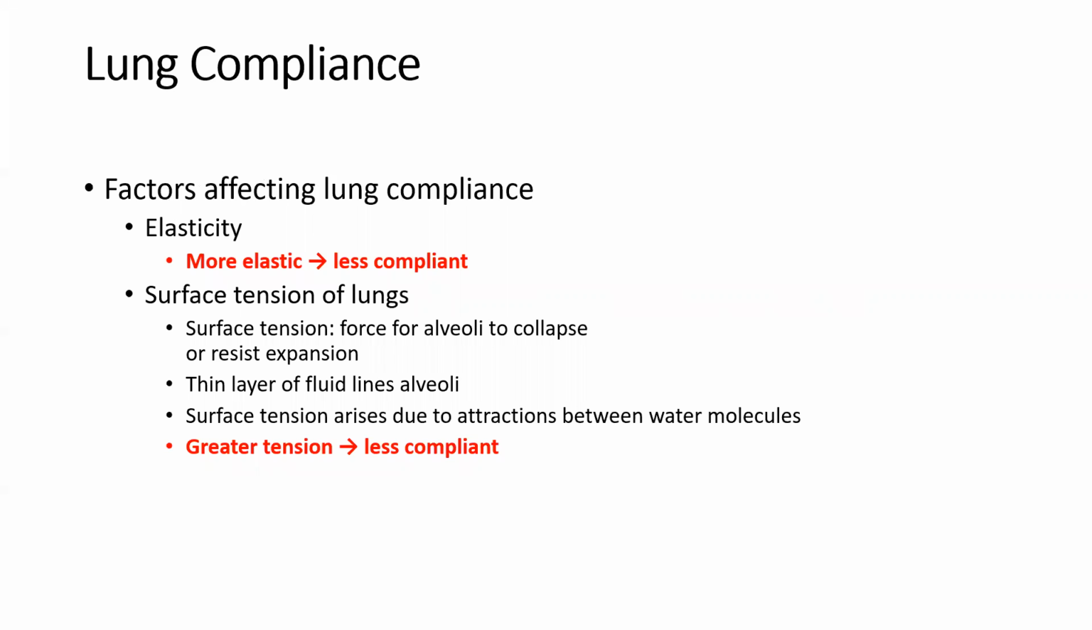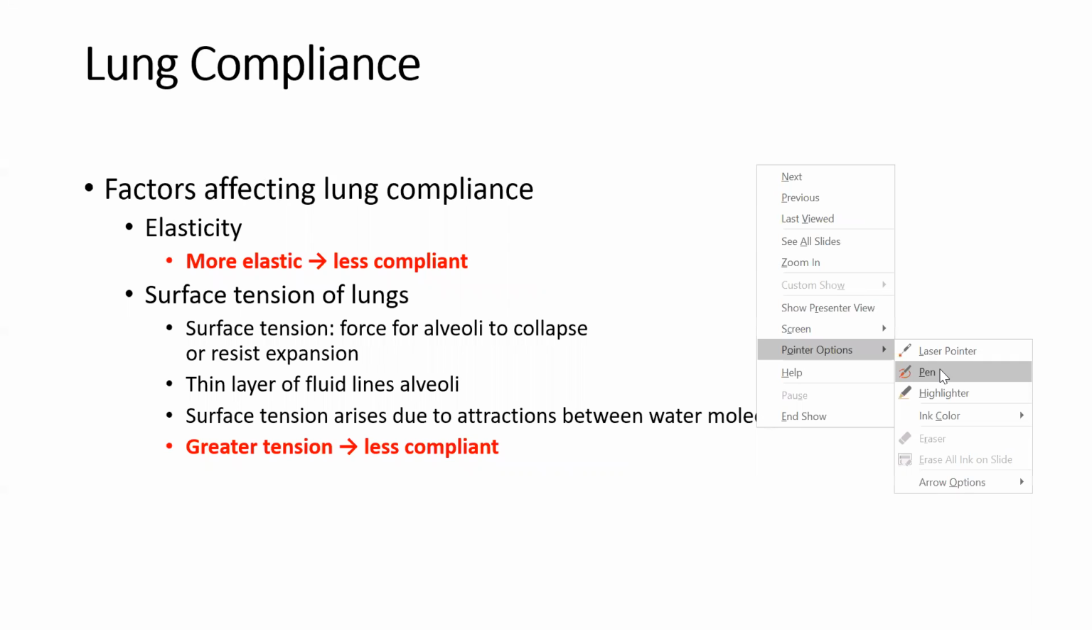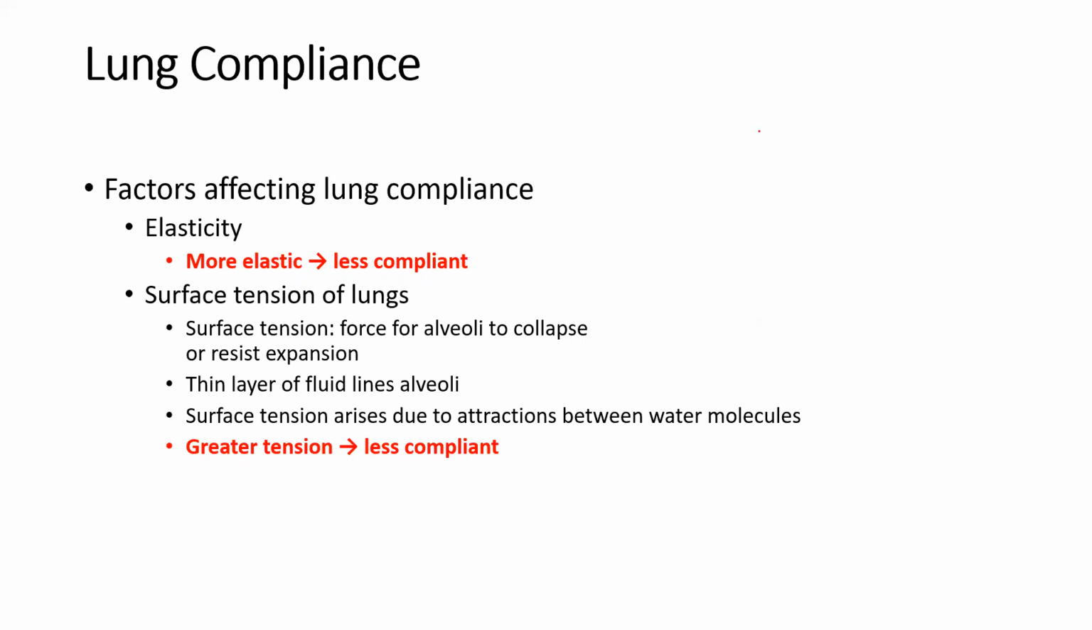Another factor that affects compliance is the surface tension within the lungs, specifically within the alveoli. And so surface tension is a force that wants the alveoli to collapse or to resist any expansion. It's caused by a thin layer of water, a thin layer of fluid that lines the inner surface of the alveoli, and that surface tension is due to the interaction between water molecules. So let's kind of illustrate that here to make a little bit more sense. So let's say we have our alveolus or alveoli.